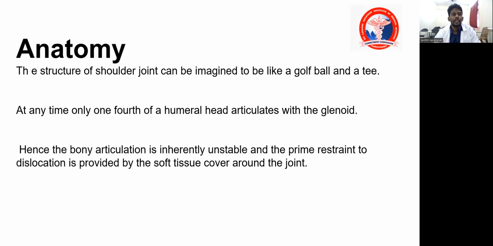Coming to the anatomy, the structure of shoulder joint can be imagined to be like a golf ball and a tee. At any time, only one-fourth of the humeral head articulates with the glenoid. Hence, the bony articulation is inherently unstable, and the primary restraint to dislocation is provided by the soft tissue cover around the joint. In any joint, the stability is maintained by bony structures, which are the static stabilizers, and there are dynamic stabilizers. The dynamic stabilizers are the muscles around the shoulder joint, which help to stabilize the joint dynamically by their action.